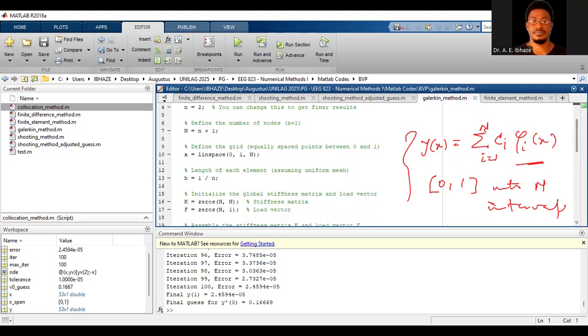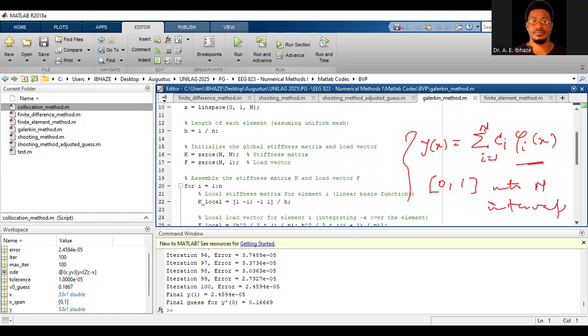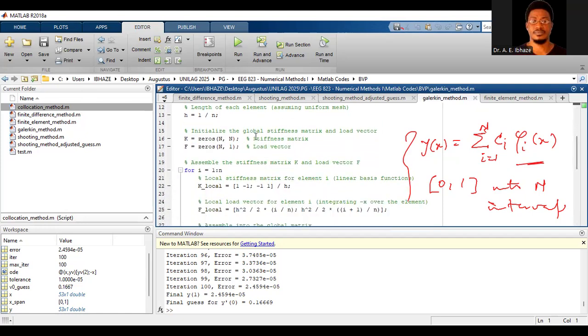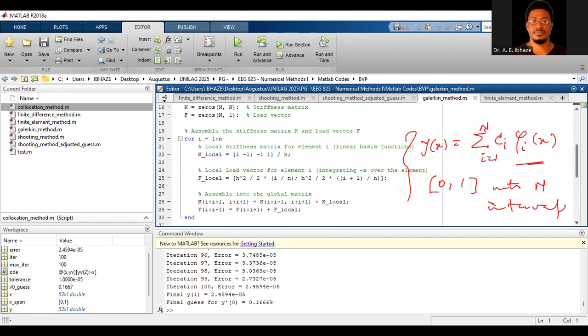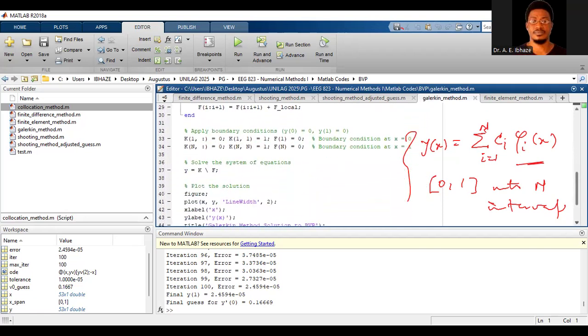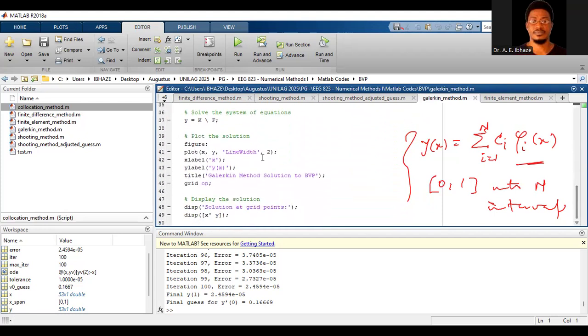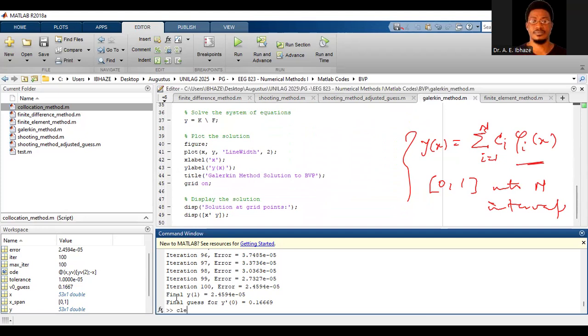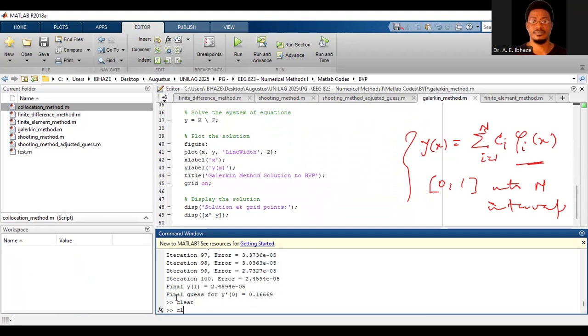And here, we now initialize the global state matrix and the load matrix, which is derived to be this. And then we apply the boundary conditions to solve this, and then we plot. So let us apply this once again. So LC, then we run.